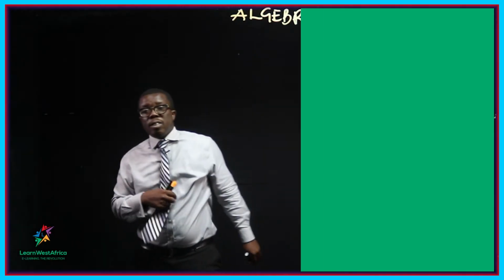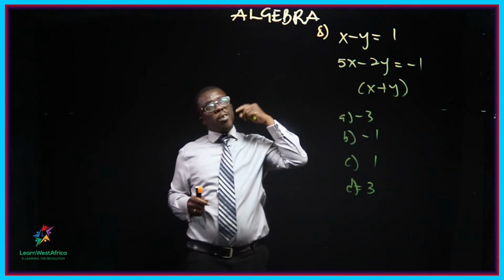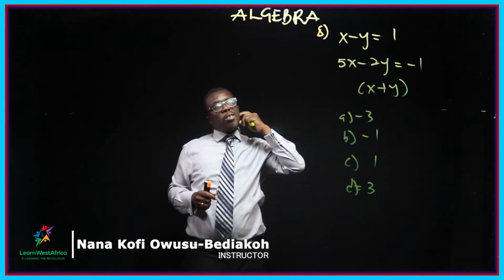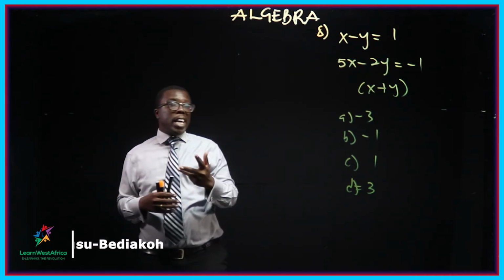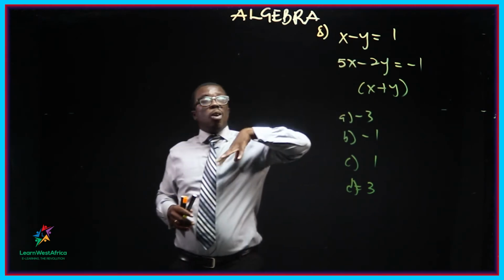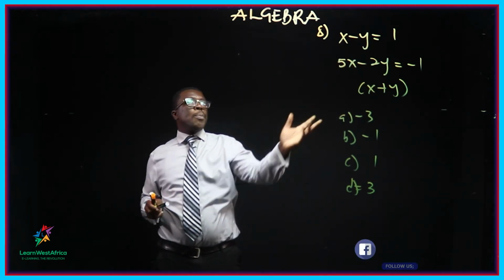All right, question 8. We have x minus y is equal to 1 and 5x minus 2y is equal to -1. The question is we should evaluate x plus y. Then, like I've always said, use a calculator objective. Never solve for the values of x and y. When you have x and y as a pair, you can just add them.